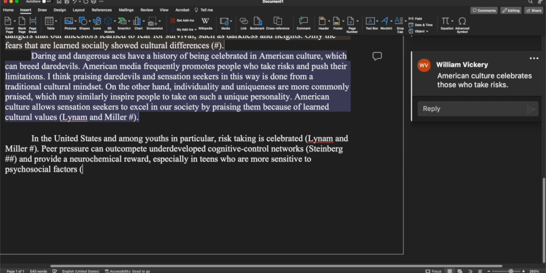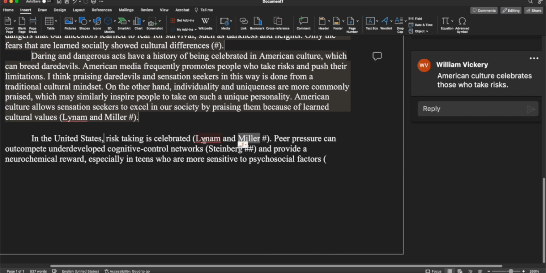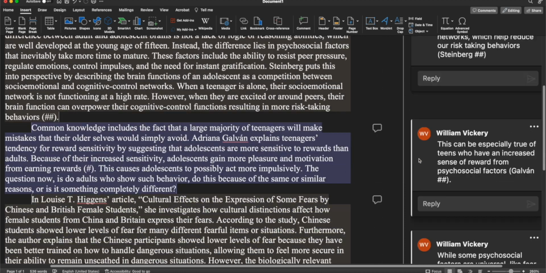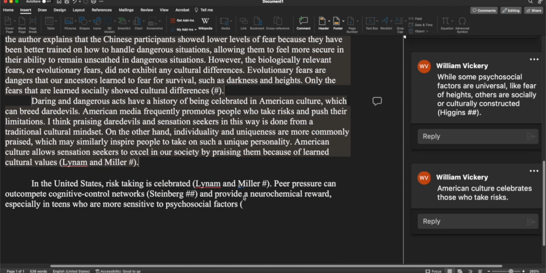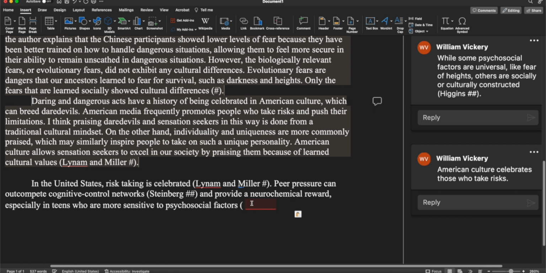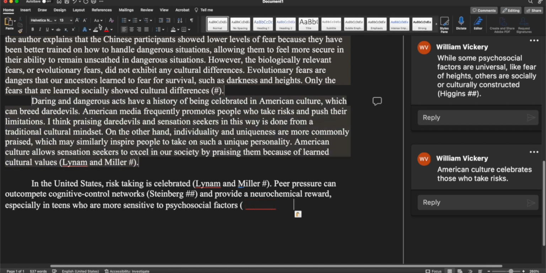That's really redundant. We've got something we can eliminate there, don't we? In the United States and among youth in particular, risk-taking is celebrated. In the United States, risk-taking is celebrated. Peer pressure can outcompete underdeveloped cognitive control networks and provide a neurochemical reward, especially in teens who are more sensitive to psychosocial factors, which is the source of Galvan. Get back here, Galvan.